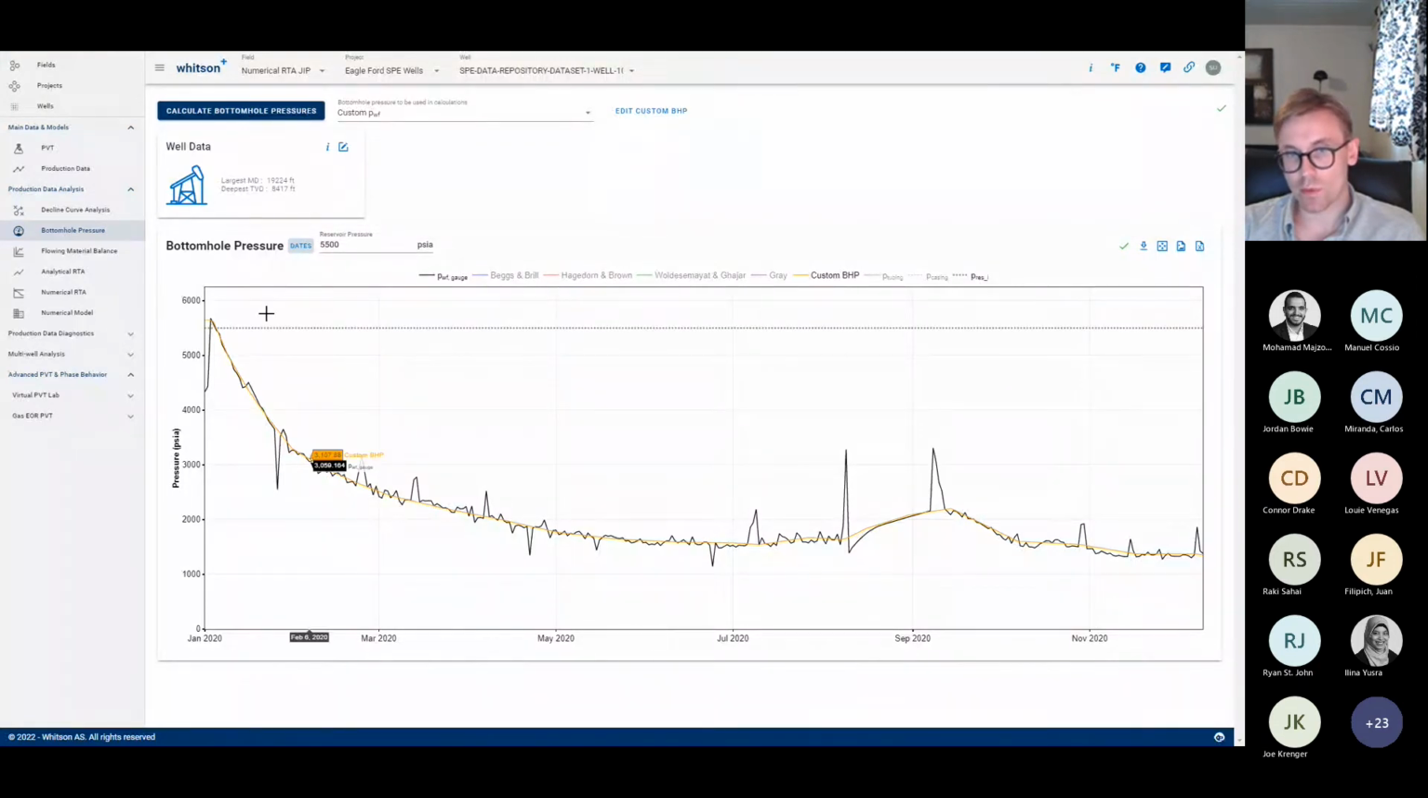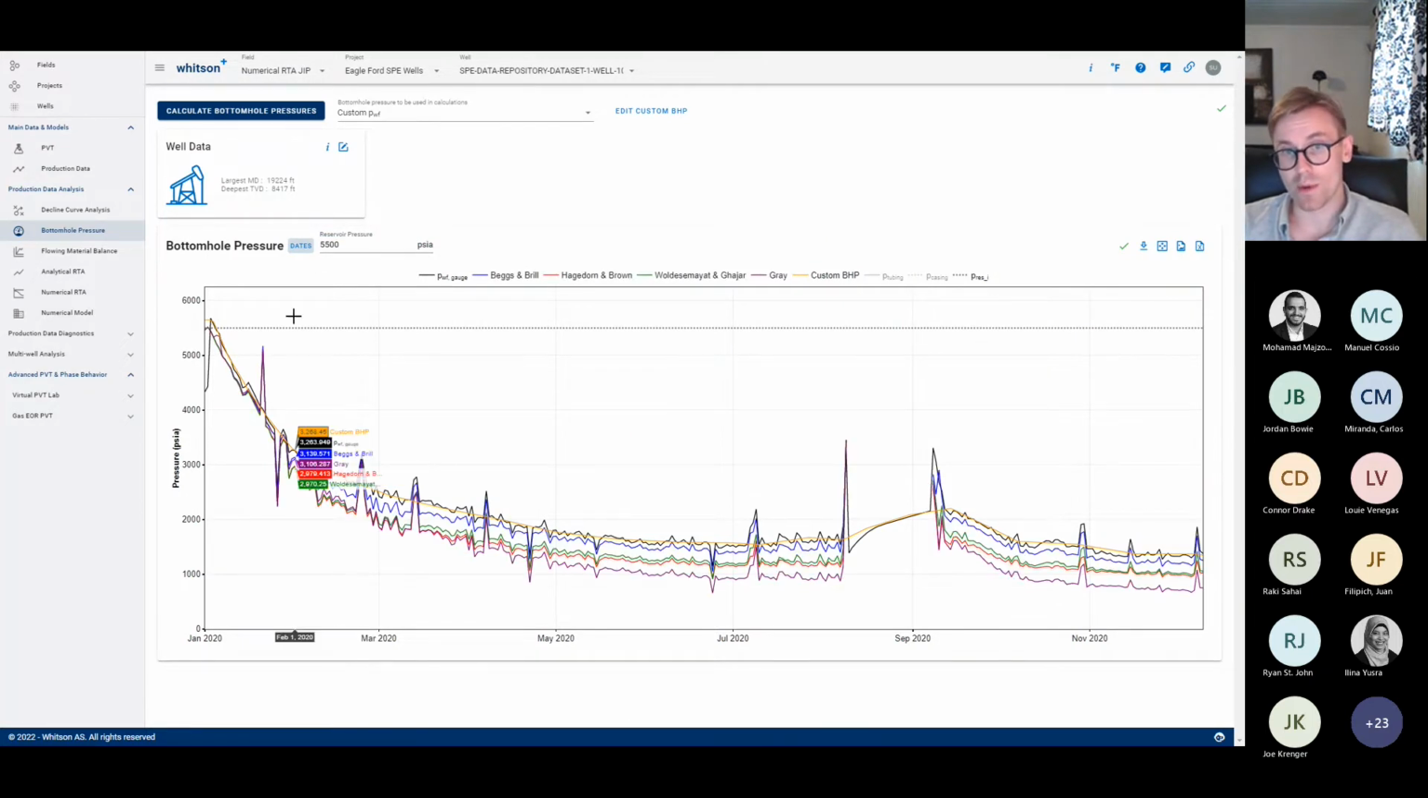You also see that your reservoir pressure here is possible to edit in this view, and that's just because many times we would like to edit bottom hole or reservoir pressure based on the early time estimates of our bottom hole pressures. So that is something that is, of course, relevant for those who use that technique for initial reservoir pressure.